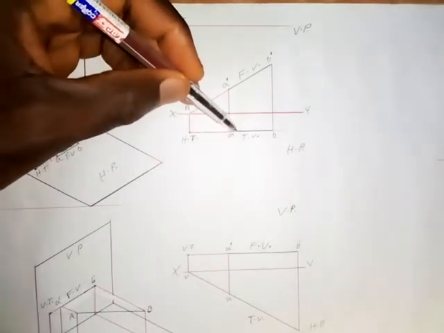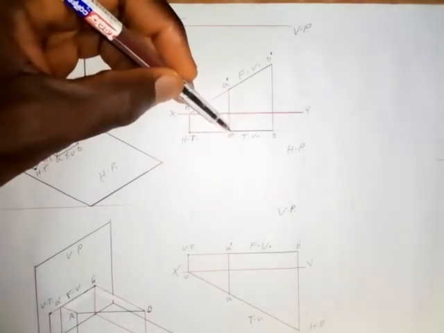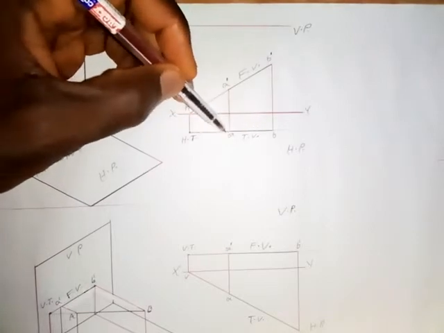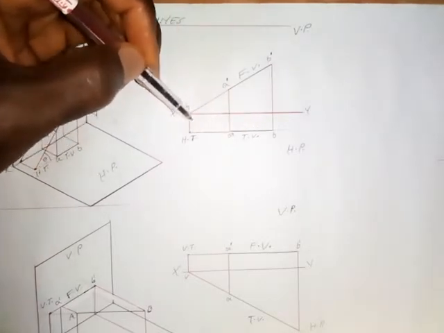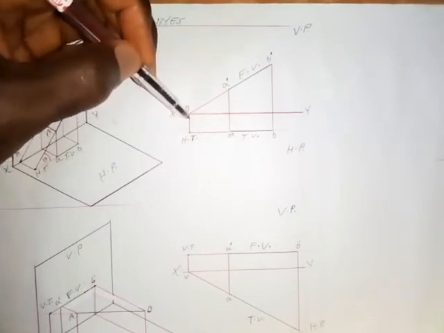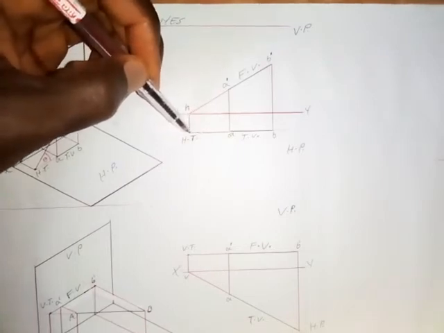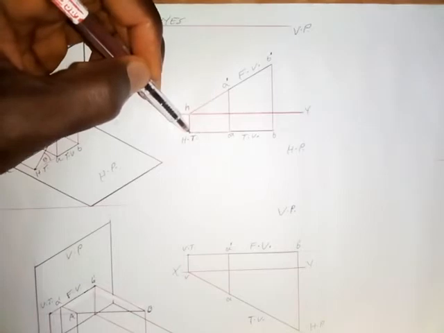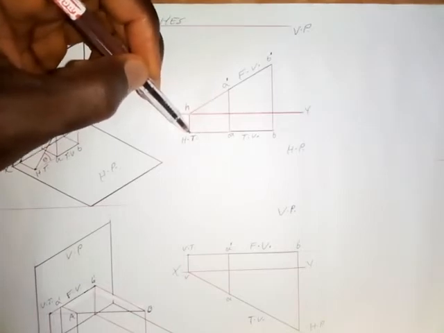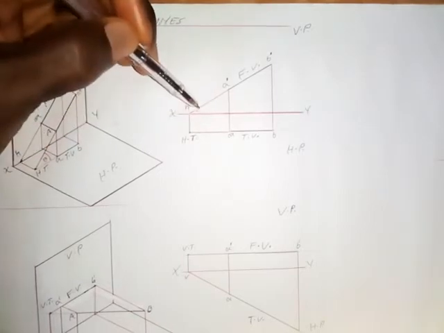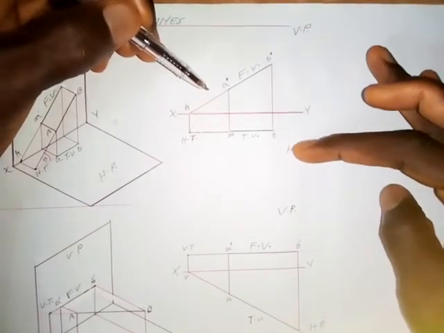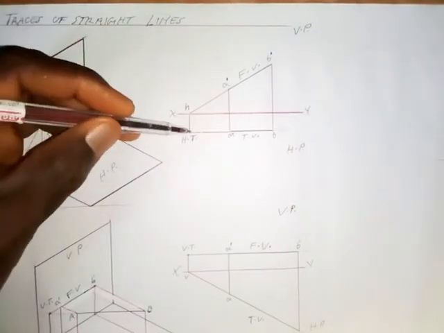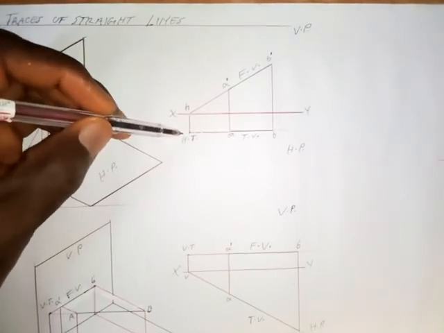Then I will extend this top view in this direction, meeting this vertical line at this point. So this point is our horizontal trace, as you know that this is the vertical plane and this is the horizontal plane. So this is how we can get the horizontal trace.